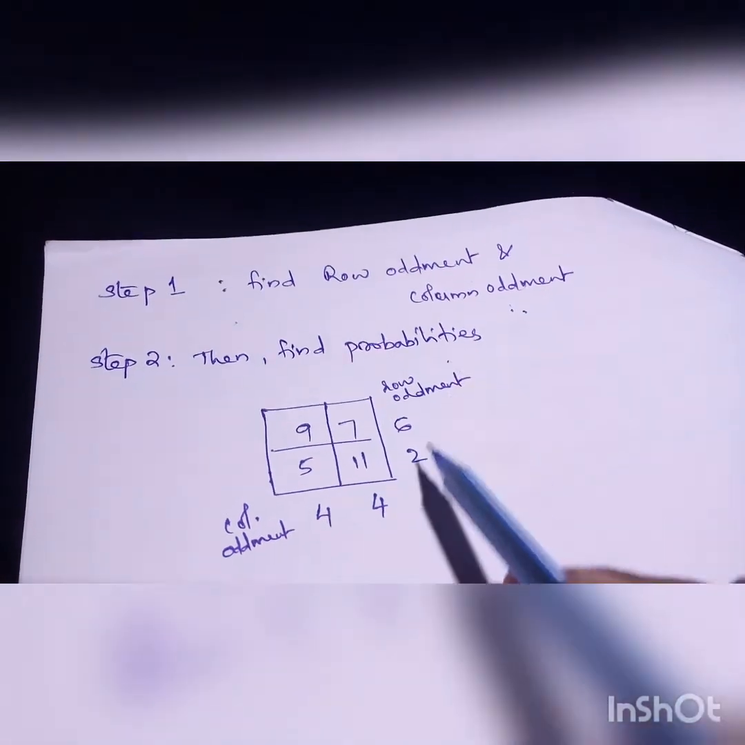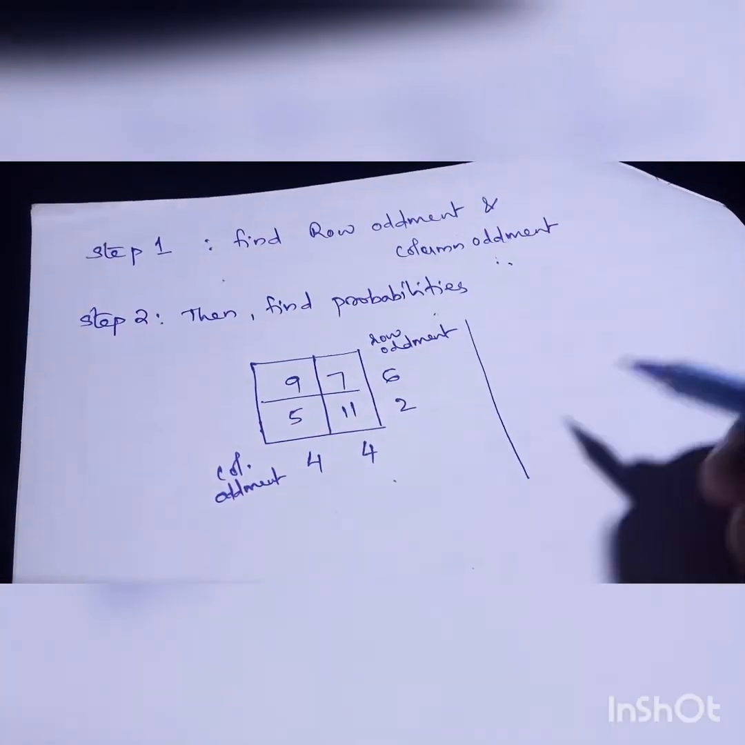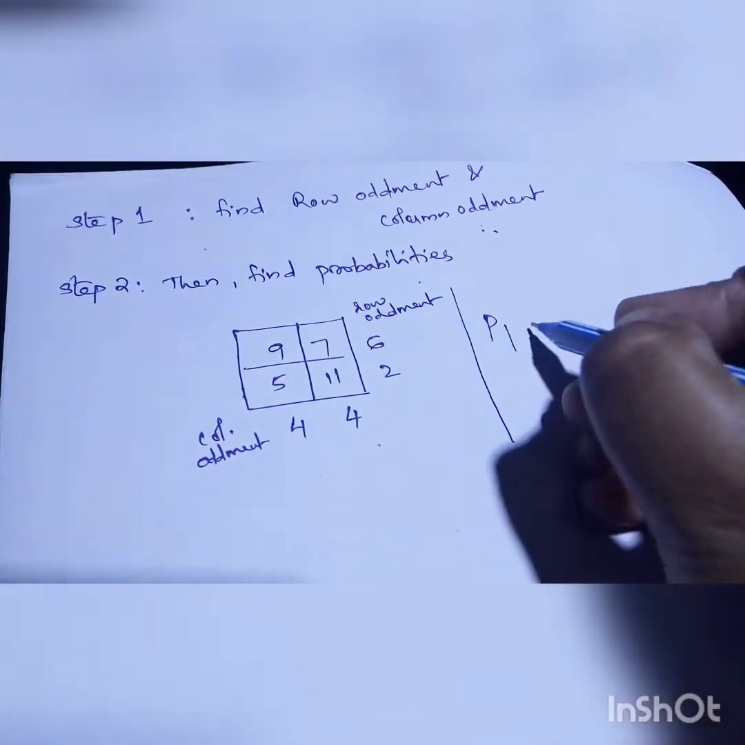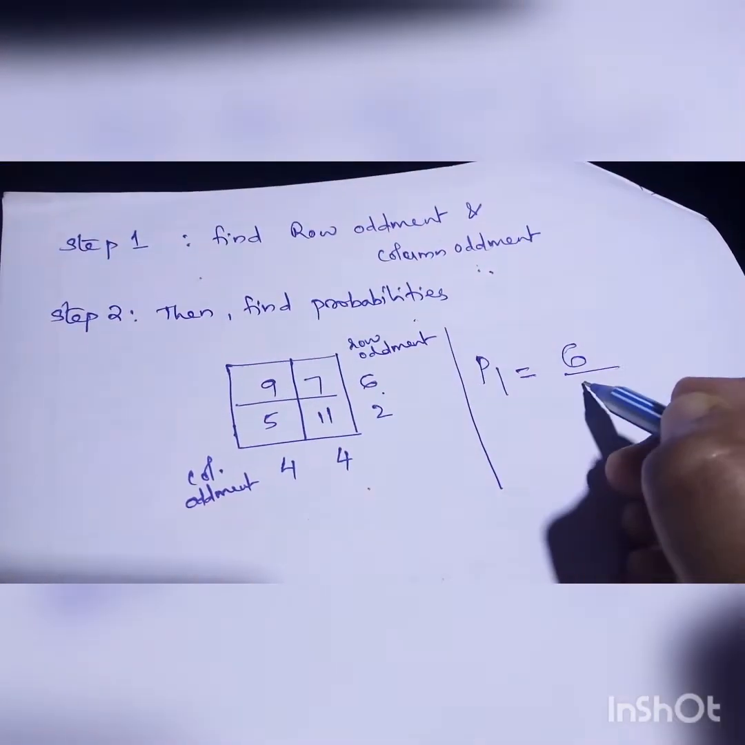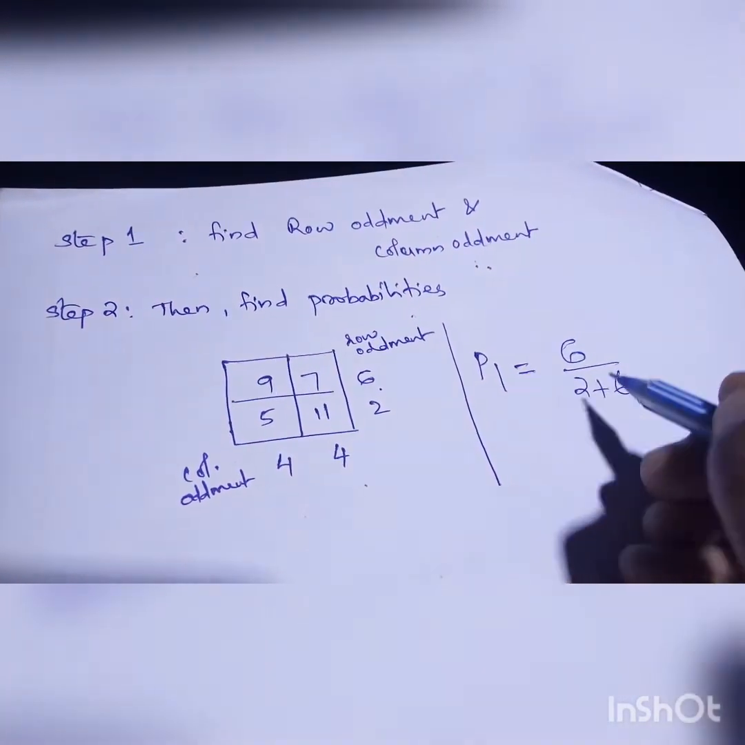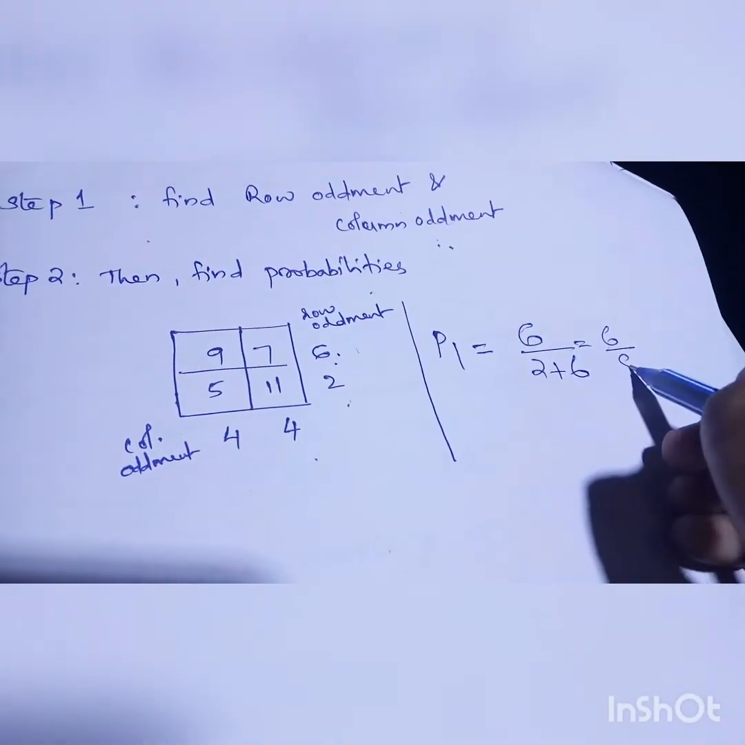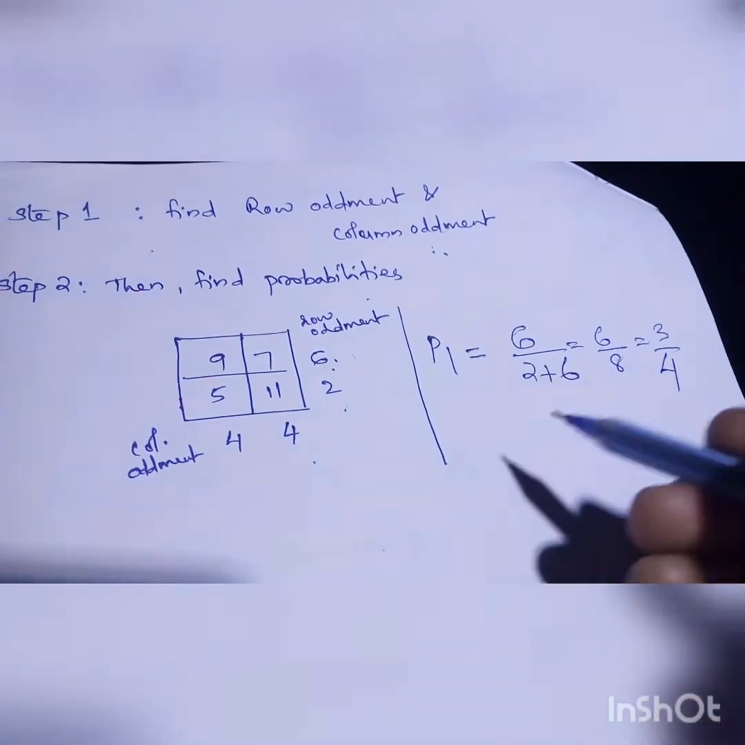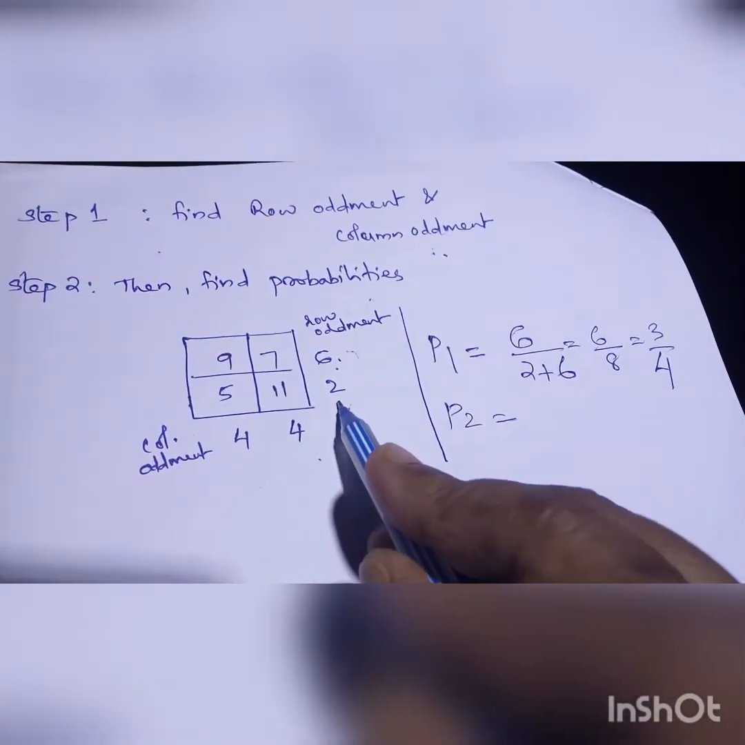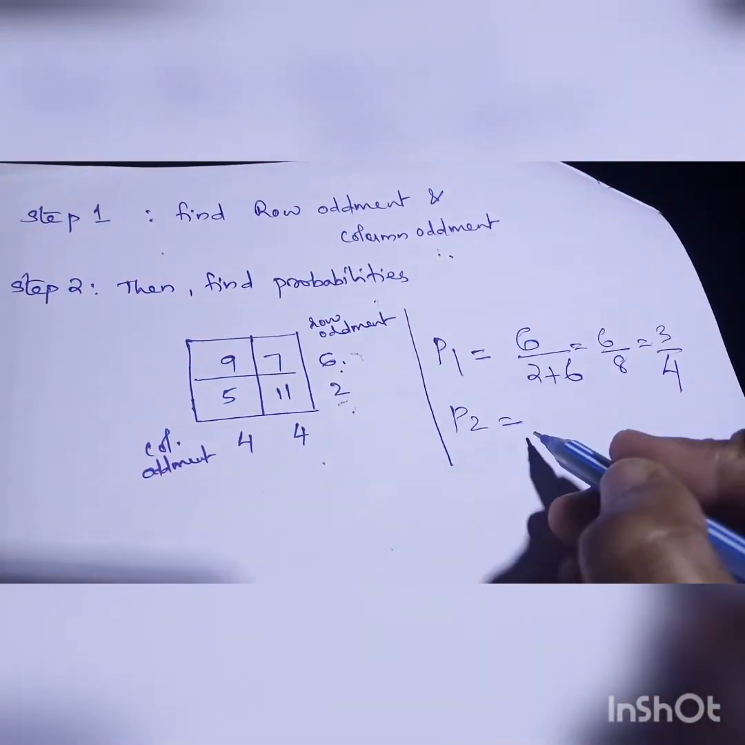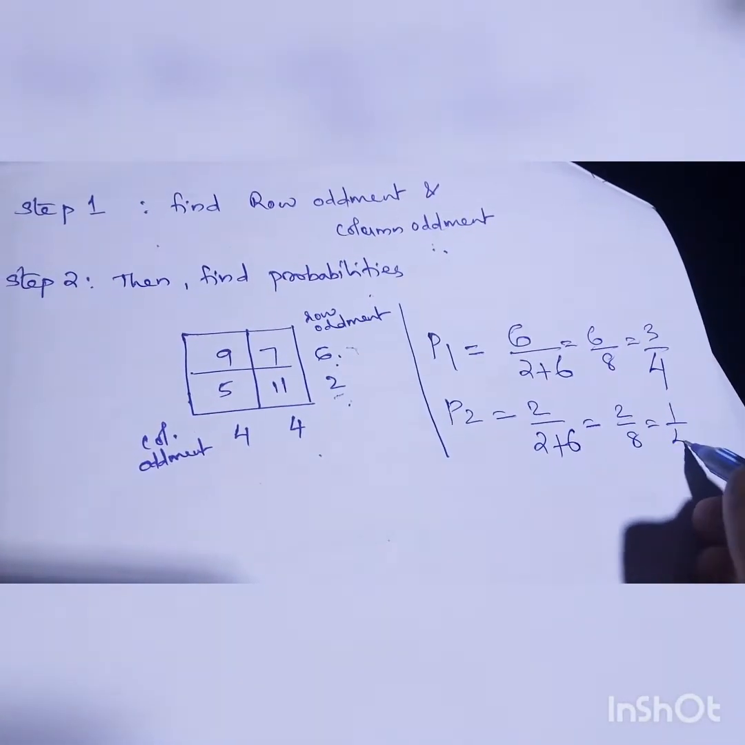For finding the probabilities, again I wrote the same table with the row augment and column augment. Now you have to find the probability, that is P1. P1 is equal to this value 6, that is 6 by 2 plus 6, which is 6 by 8, and that is equal to 3 by 4. So that is the probability for this one. Now P2 is equal to the second row augment, 2 by 2 plus 6, that is 2 by 8, and that is equal to 1 by 4.